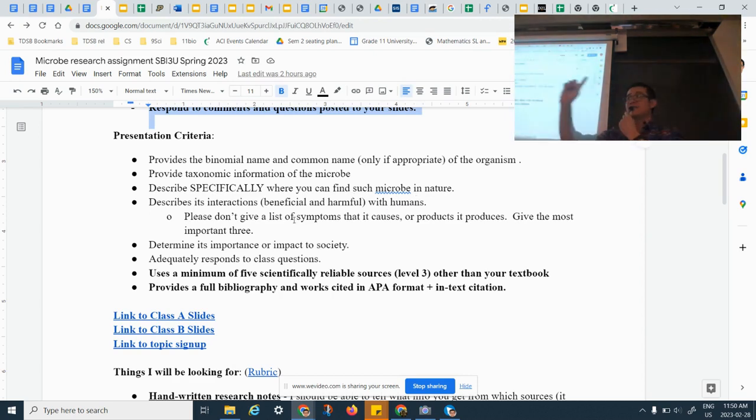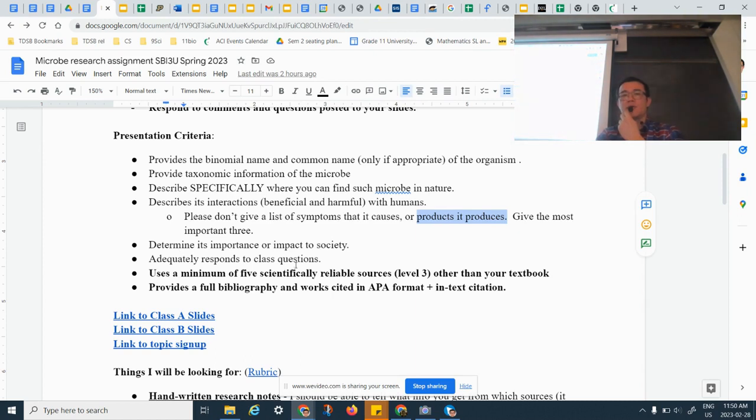Now, if your microbe is a disease-causing microbe, like a pathogen, don't give me a list of symptoms. Or if your microbe is beneficial and people use it to make many things, okay, don't give me a list of products. Just give me the top, the most major important 3, okay? That will give us an idea. Determine its importance or impact to society, and of course, adequately respond to class questions. Okay.